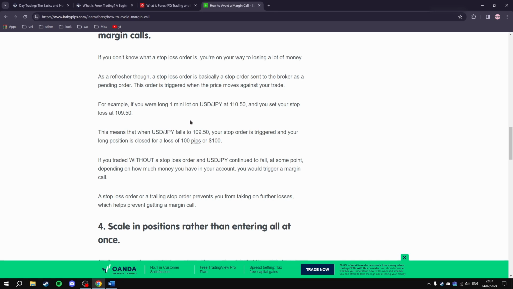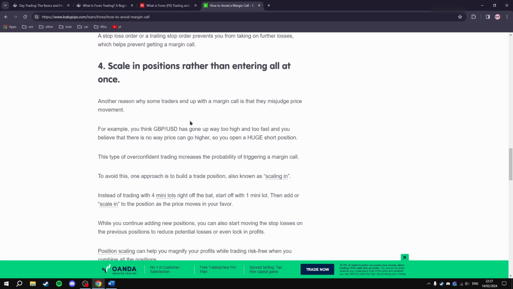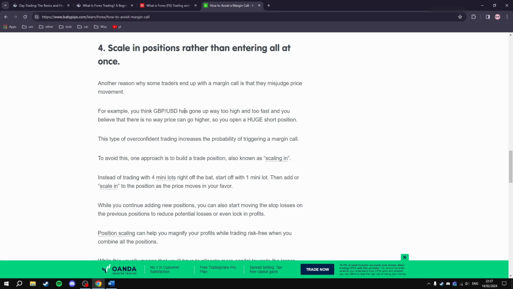If you traded without a stop loss order and USD JPY continued to fall, at some point, depending on how much money you have in your account, you will trigger a margin call. A stop loss order or a trailing stop order prevents you from taking on further losses, which helps prevent getting a margin call. Number 4. Scale in positions rather than entering all at once.